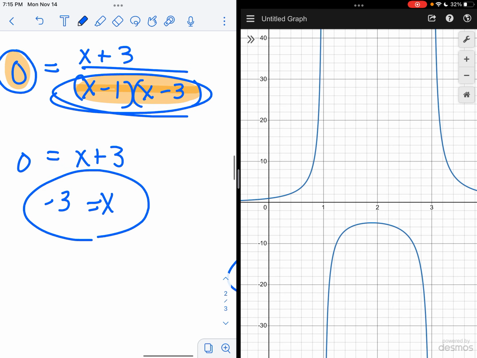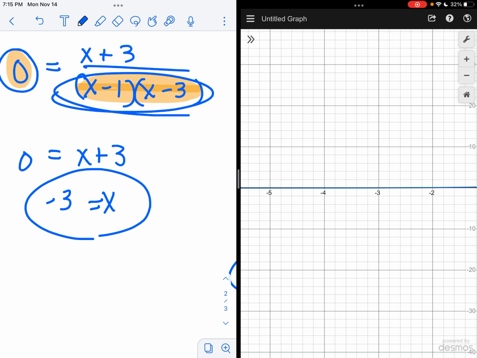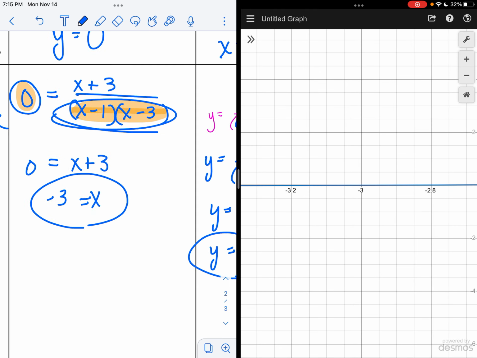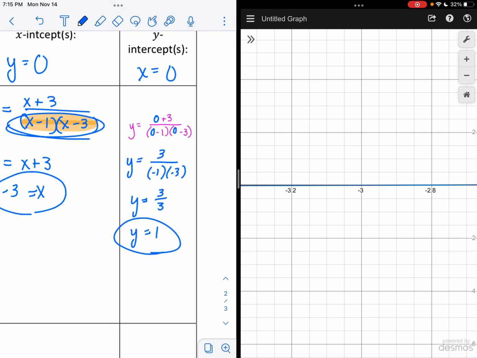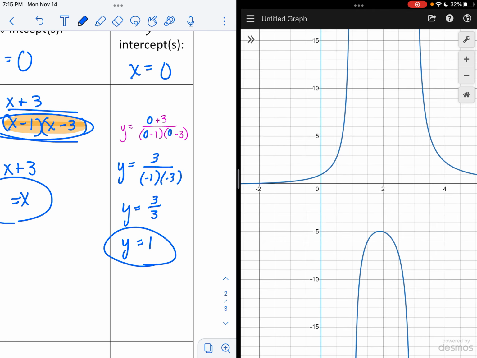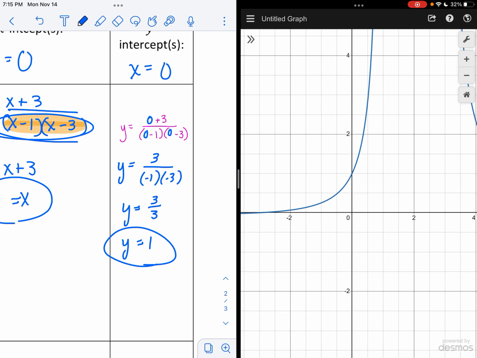Okay, and let's take a look at the x-intercept of -3. Oh, look at that. Sure enough. See where it's crossing? -3. And let's take a look at this y equals +1. Does it cross at +1? Yes, it does. See right there? It crosses at +1. Look at that.